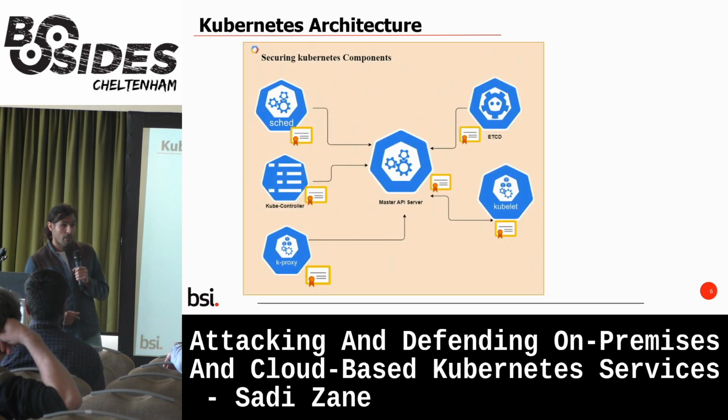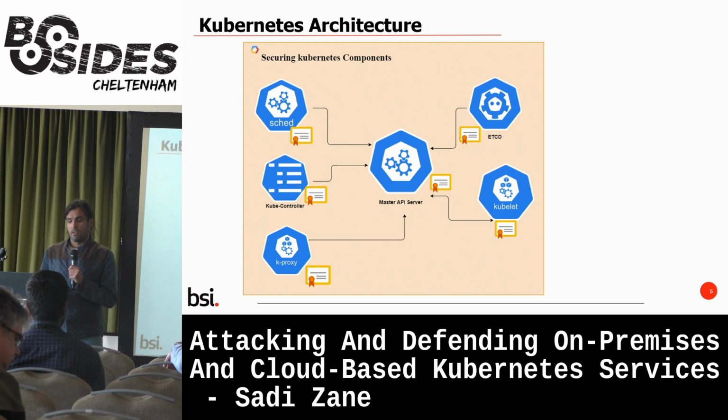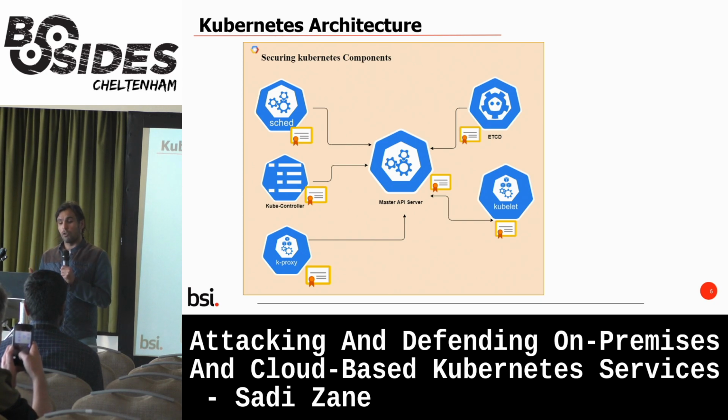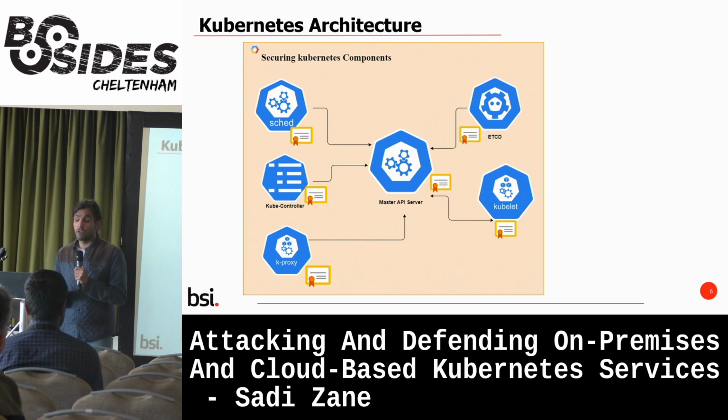How does the architecture look like? So this is the core level of a Kubernetes service. There's a master API service, which is in the middle. And then you have etcd, which is the key value database. And then you've got kubelets, kube-proxies, and the kube controller, as well as the scheduler. So every request that needs to go through any of these services has to go through the kube API server.